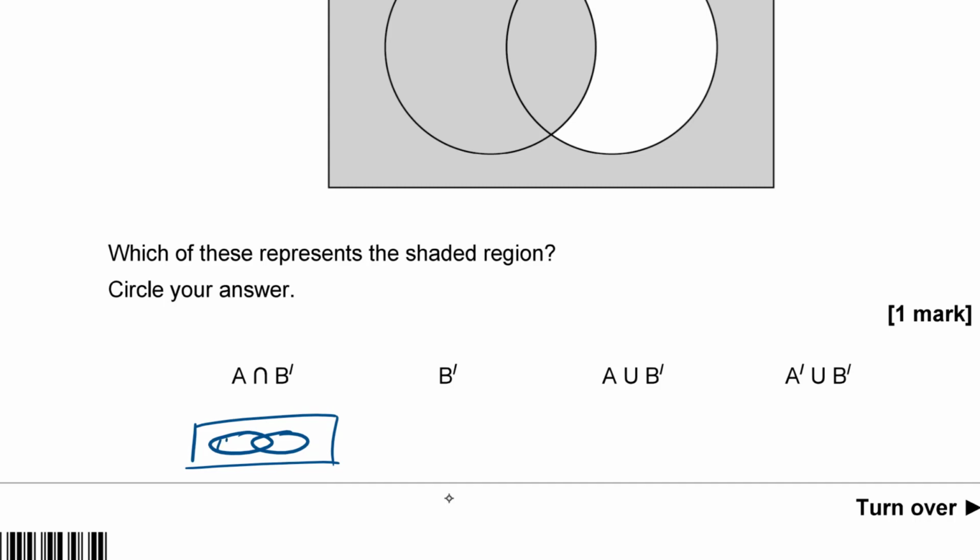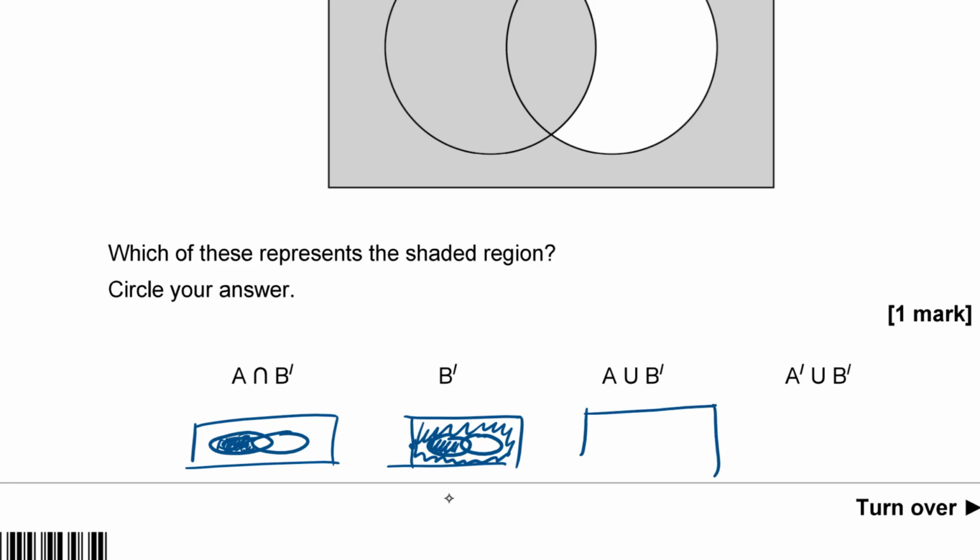Okay, so that is just going to be that bit there. Inside A but not in B. That's A intersect B dash. B dash, the complement of B, is everything outside B. So that's going to be this bit outside plus this bit in here. So that isn't it either. It's close, but it's the middle bit that's different.